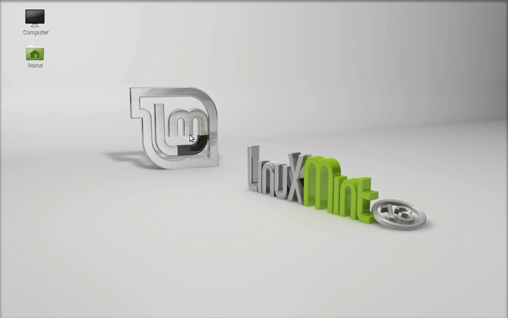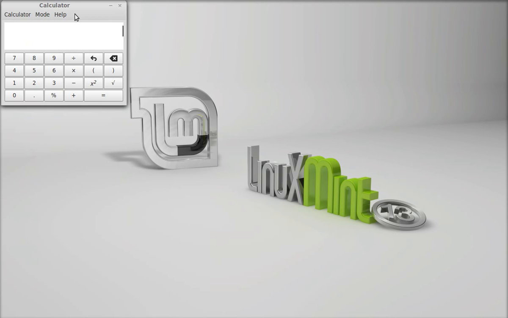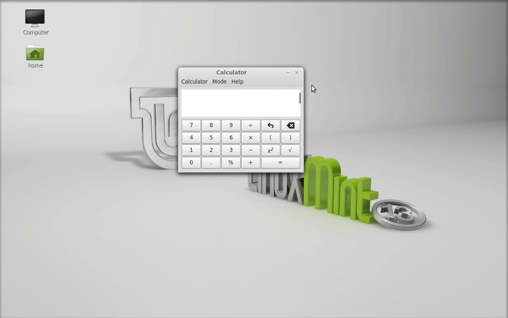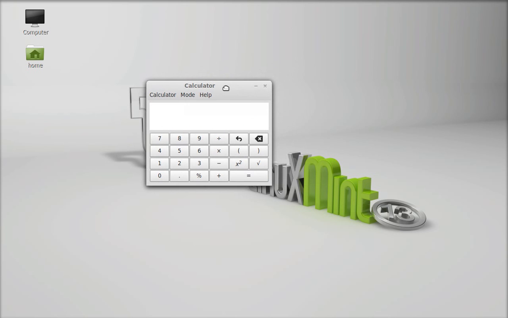So one of my channel subscribers asked this question: do we have any good scientific calculator for Linux Mint? Well, the answer is yes, there are many good calculators depending upon your need. So the default calculator in Linux Mint is still a very good calculator, which is also called Gcalctool. You can see it's called Gcalctool. This is installed by default in Linux Mint, so it is a very good calculator.